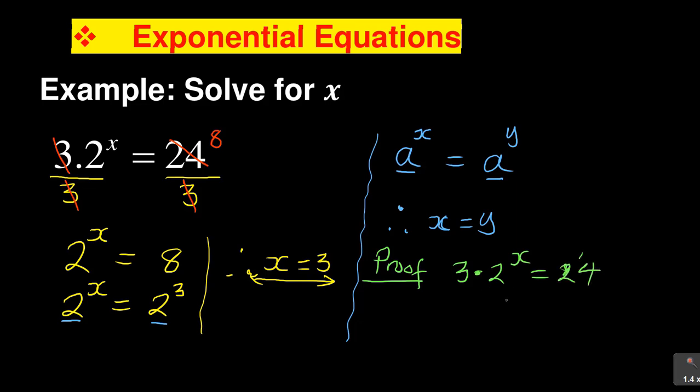So I know my value of x. Remember, my x now is equal to 3. I got the value of x as 3. So I'll do 3 dot 2 to the power of 3. It must give me 24.